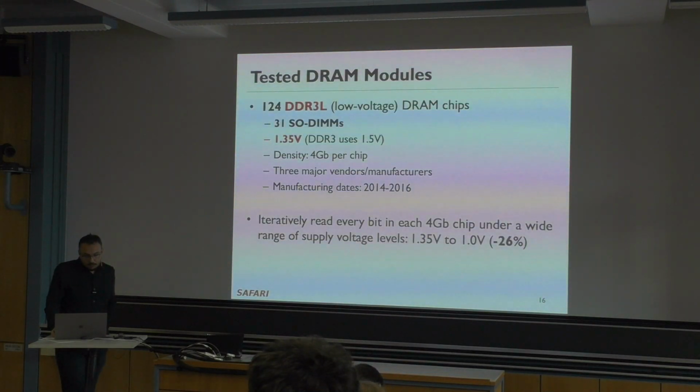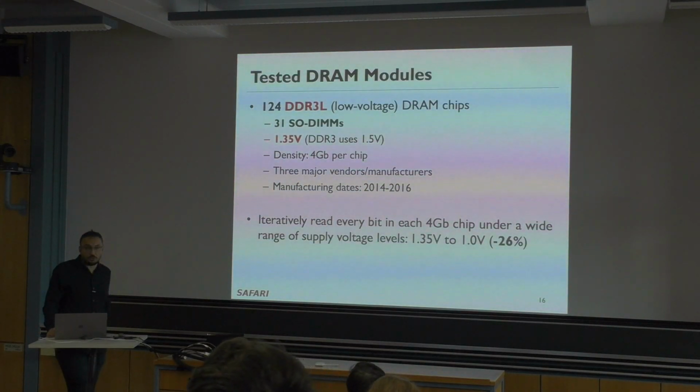In this work we test 124 DDR3L chips, and these are some details about them. You can look at them later, or you can find more details in the paper as well. The important thing is we iteratively read every bit in every one of these chips, and change the supply voltage level from 1.35 volts, which is the nominal voltage, down to 1.0 volt. That means a 26% voltage reduction, and we see how these chips behave.